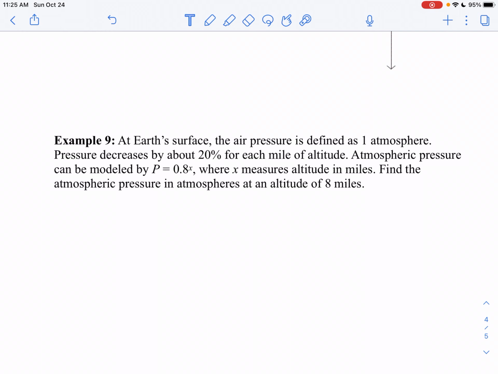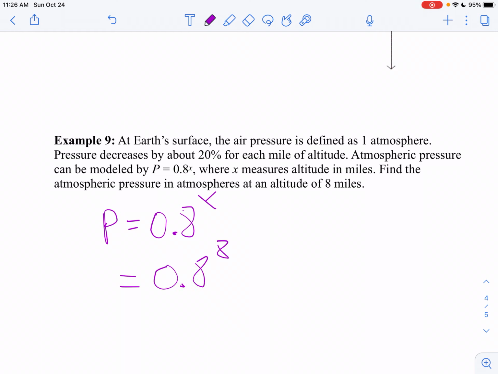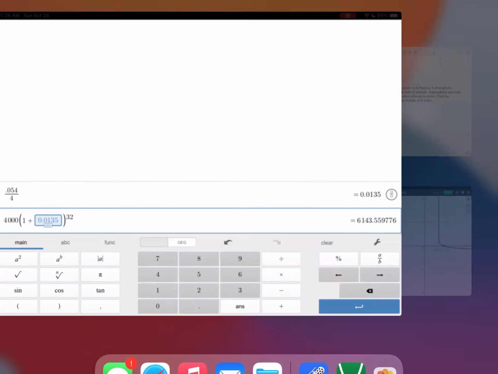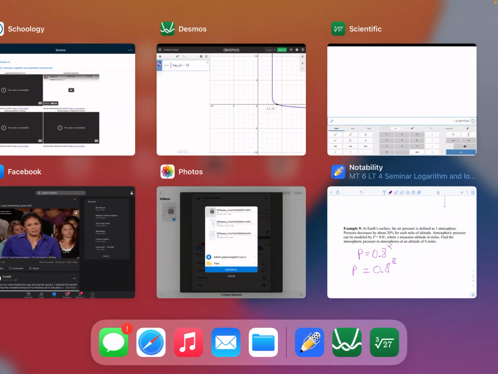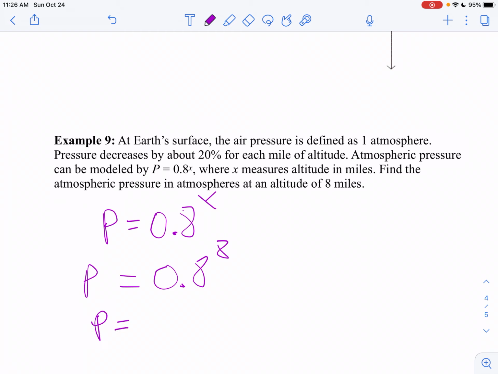So the pressure equals 0.8 to the x power, which is 0.8 raised to the 8th power. I think we'll use a calculator for that. So we'll just take 0.8 and raise that to the 8th power. And we get about 0.168 atmospheres. That's how we measure pressure.